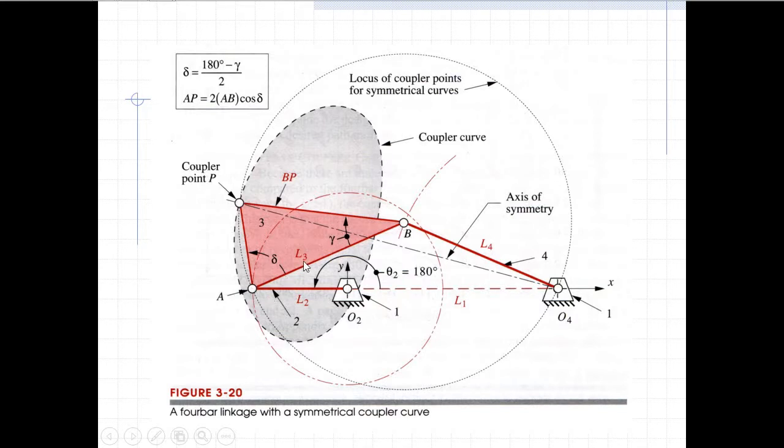Your coupler must be equal to your rocker length. There must be a circle that has as its center point B, where the coupler and rocker meet. Its radius has to be equal to the coupler length. And then you extend your crank so that it is collinear with your ground link. Then wherever you put your point P on this circle and connect it to O4, you will find a symmetric path generated at that location.